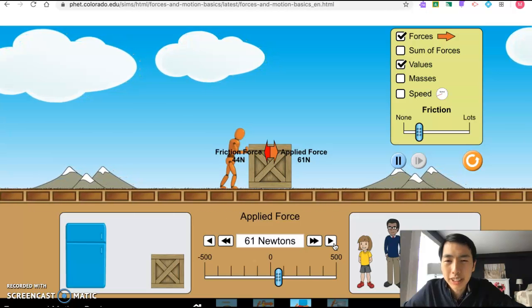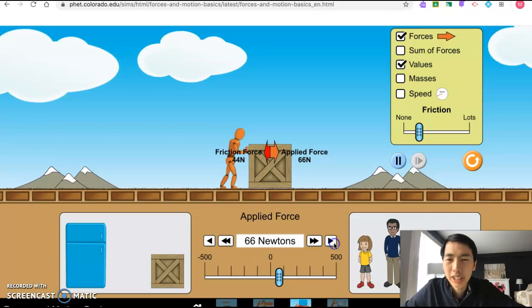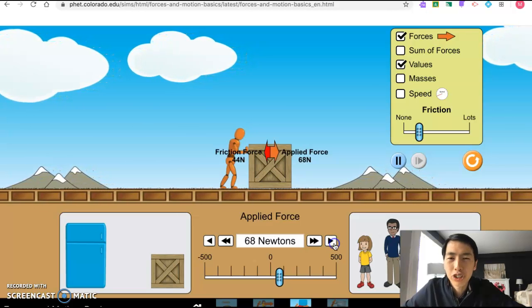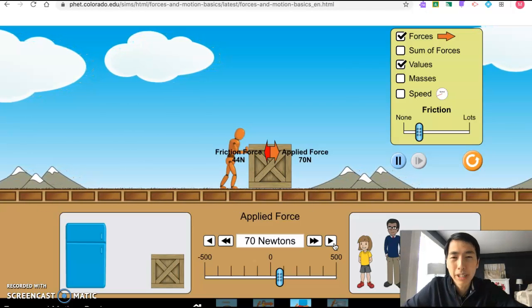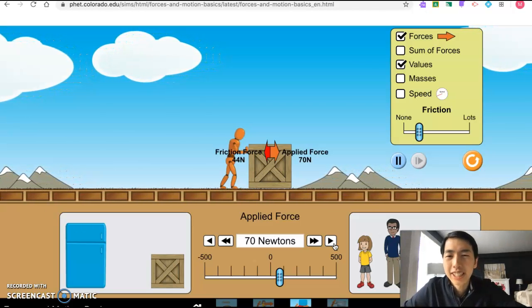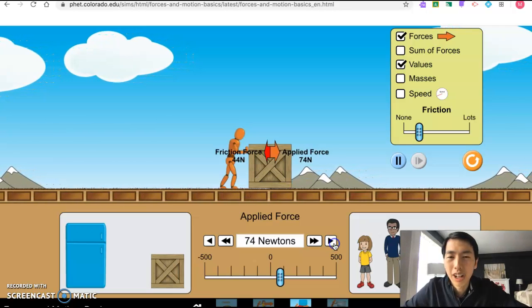But I'll keep increasing the applied force. Look, my applied force is going up, but the kinetic friction stays at 44. So that's what I was talking about. One big difference between static and kinetic: static can take on different values. Kinetic only takes on one value.